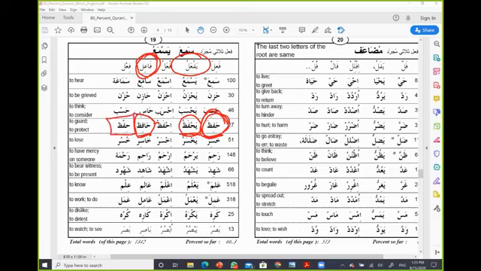Hifz would be that noun for the verb hafidha, and would mean the act of protection. So hifz, where you're saving something. All right, let's go for khasira and yakhsaru.